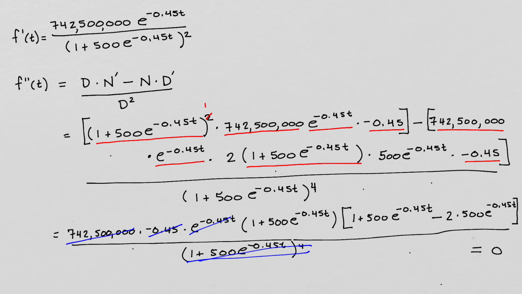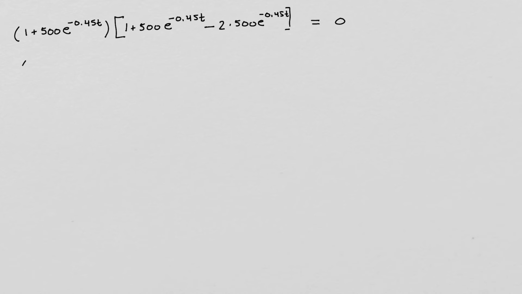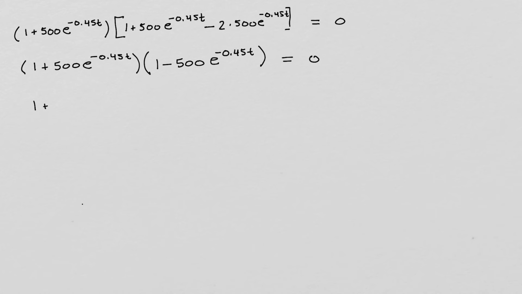Okay. So I have 1 plus 500 e to the negative 0.45t, and I have 1 plus 500 e to the negative 0.45t minus 2 times 500, so that's minus 1,000 e to the negative 0.45t. And so let's simplify those on the next page and set that equal to 0. Okay, so I have 1 plus 500 e to the negative 0.45t times 1 minus 500 e to the negative 0.45t equals 0. And I can solve those individually.